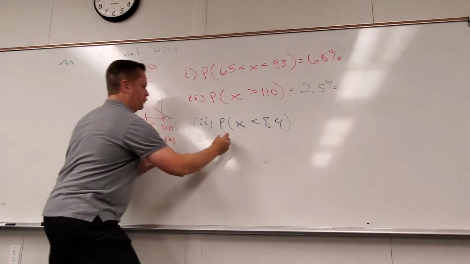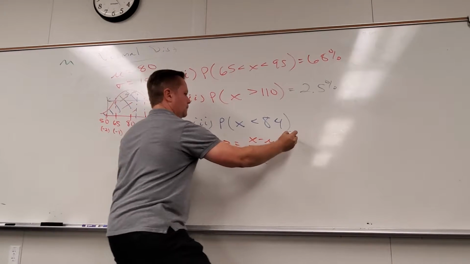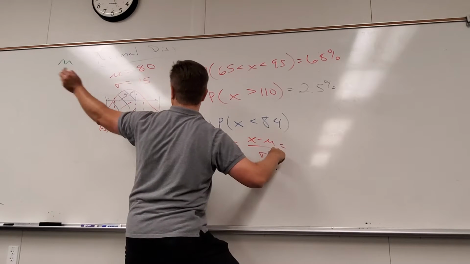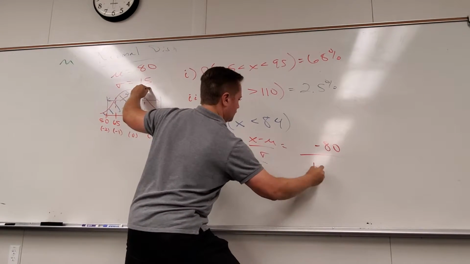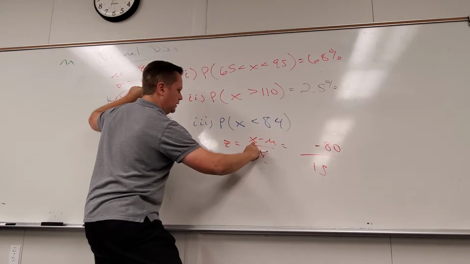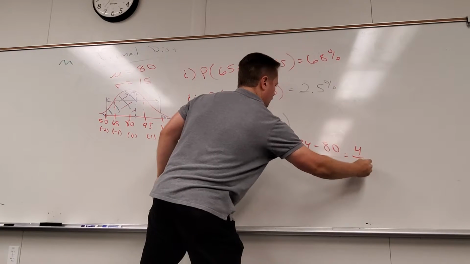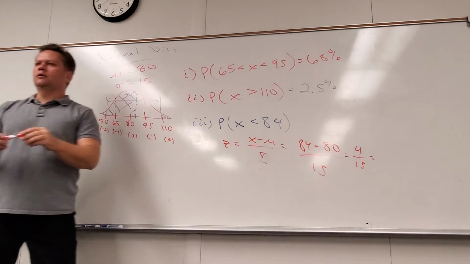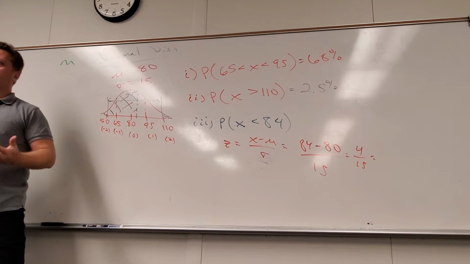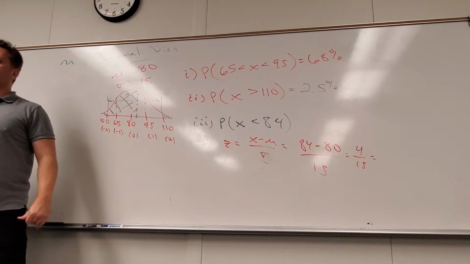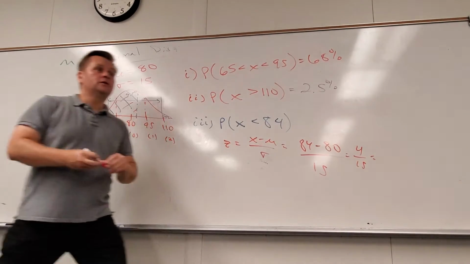So what's the z-score for 84? It's going to be x minus the mean divided by standard deviation. So what's the mean? 80. What's the standard deviation? 15. What's the data point I'm interested in at the moment? 84. 4/15, so it's like 0.26. I don't know exactly, 0.2557? 0.26. Is it 0.26? Yeah.